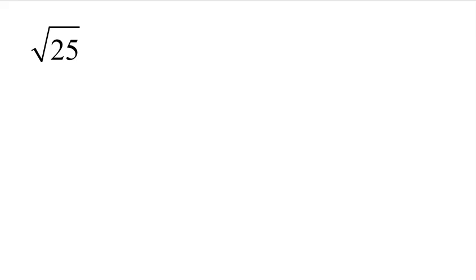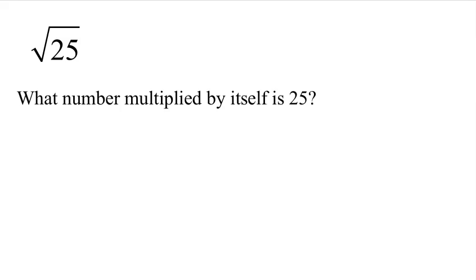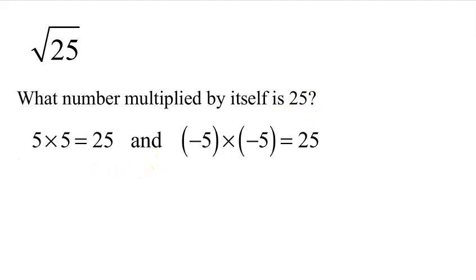So let's examine the square root of 25. What exactly is being asked? We need to know what number multiplied by itself is 25. And the reality is there's two answers. Of course, 5 times 5 is 25, and negative 5 times negative 5 is 25. They are both, in a sense, square roots. Both 5 and negative 5 are square roots.